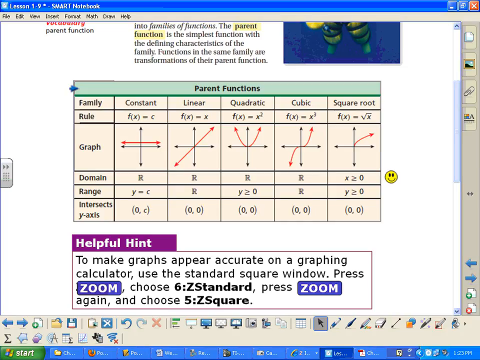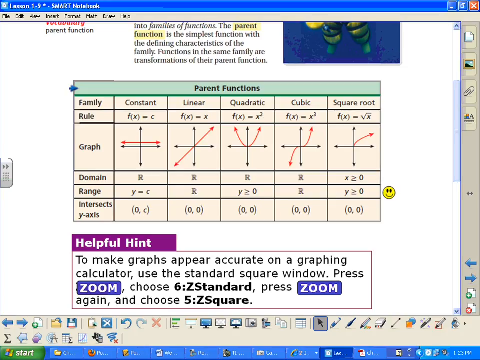Here's the domain. When we're talking about domain, what are we talking about? The values of x. You notice for constant, linear, quadratic, and cubic, it's all real numbers. But for the square root function, it says it's greater than or equal to 0. Why does the value of x have to be greater than or equal to 0? You can't take the square root of a negative. That's right, Jacob.